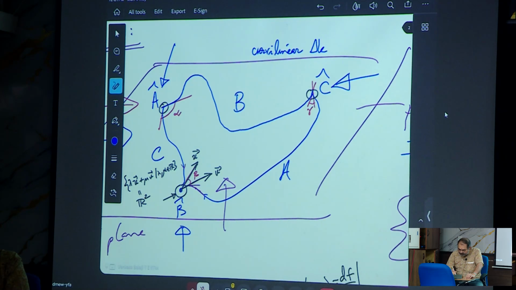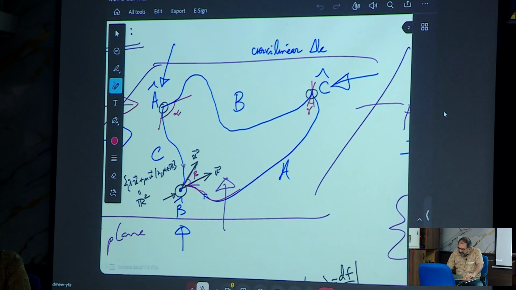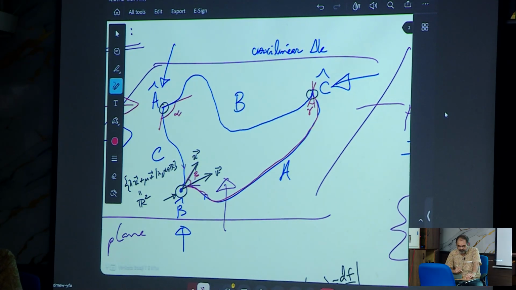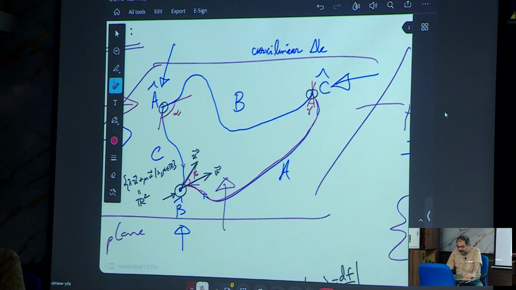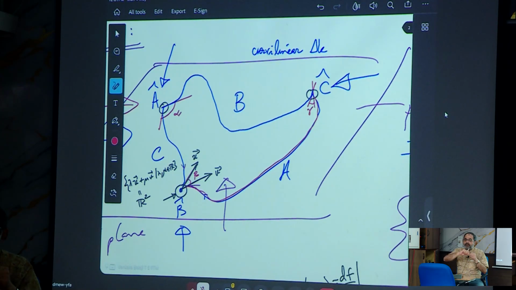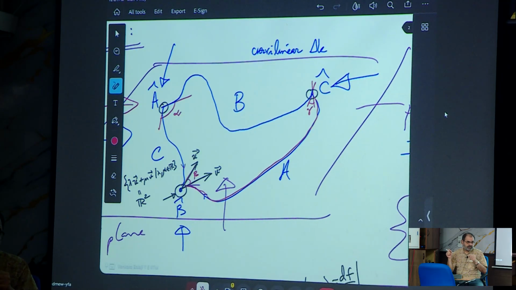So let me change the color. Here is one curve, and this curve connects B and C, and the length of that curve is A. Of course you're assuming that this is a nice smooth curve and that you can calculate its length. You must understand that these are all things being said geometrically, but there's a lot of math behind it.